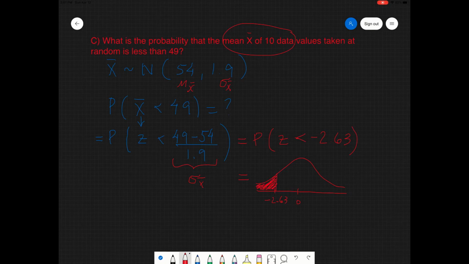To find the area on the left side of z-score negative 2.63 under the standard normal curve, we're going to look up this value in the table. The table shows us that the left area of z value negative 2.63 corresponds to 0.0043. Since the area corresponds to the probability we're looking for in the standard normal distribution, it is equivalent to the probability in the original normal distribution.